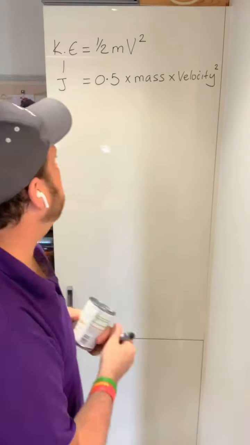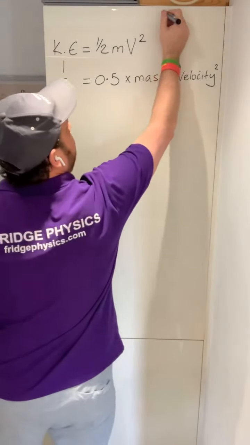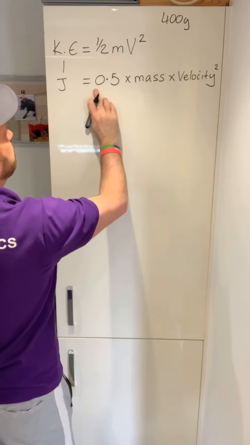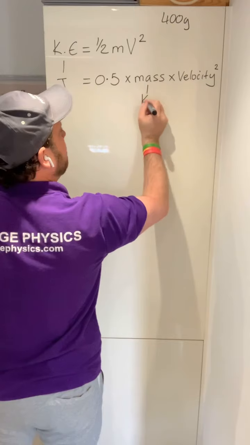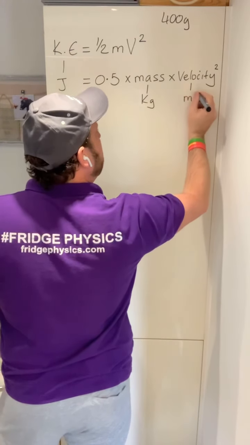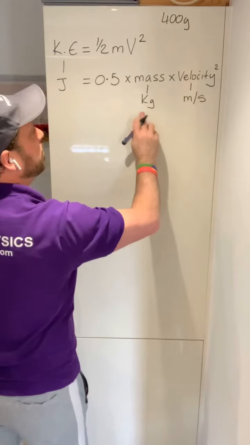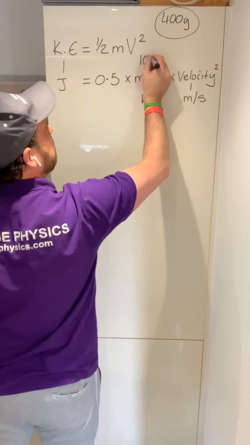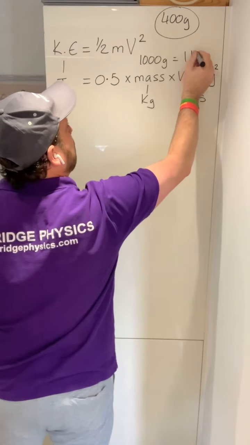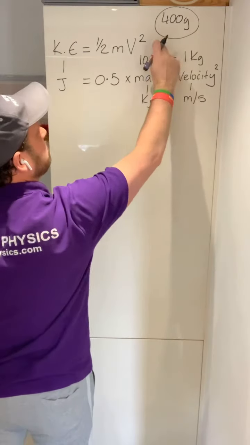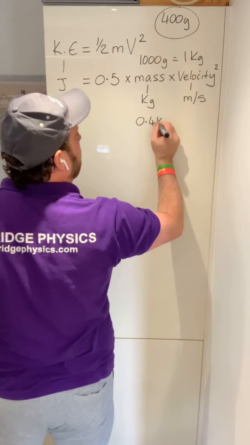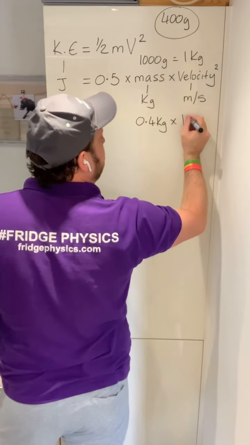It says here, look, 400 grams. So that's its mass. Well, let's look at the units that we need. We've got joule, we've got 0.5. The units for mass is the kilogram, and velocity will be meters per second. Well, my mass is in grams, and I need to turn that into kilograms. And I know that 1,000 grams equals 1 kilogram. So the mass of my baked beans is actually going to be 0.4 kilograms times by velocity squared.